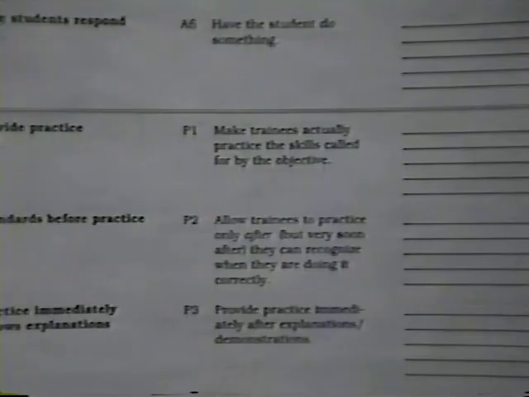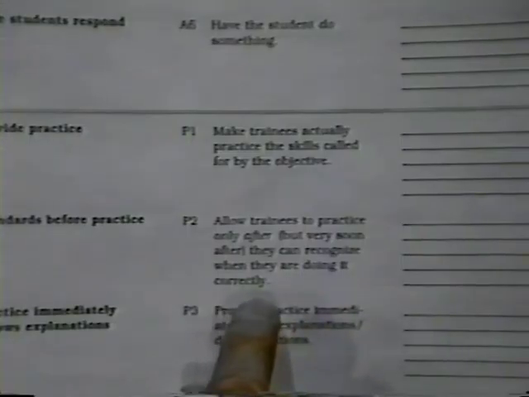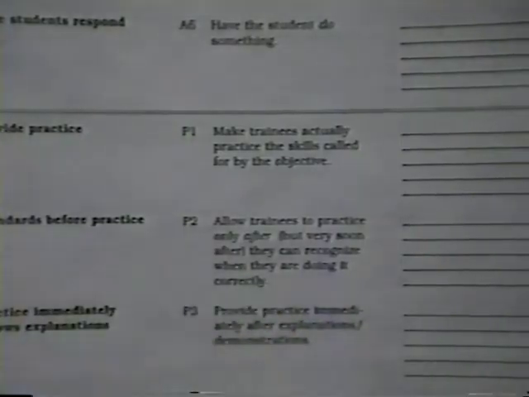Now look at this application rule again. Allow trainees to practice only after they can recognize when they are doing it correctly. There wasn't any instruction or modeling to help these kids to recognize when they were doing it correctly. They didn't even know what to do, except blubber and try to keep on breathing. So that was a misapplication of that principle.